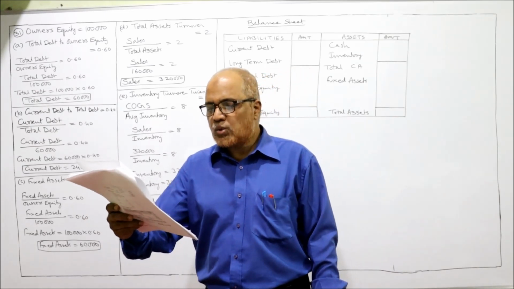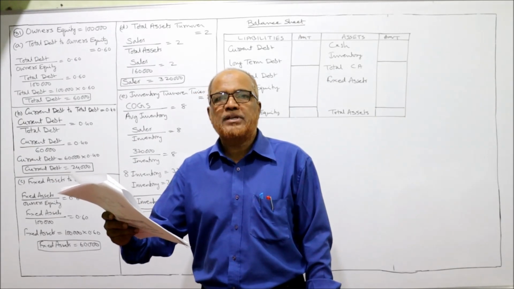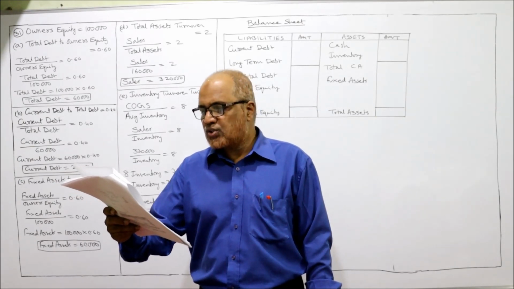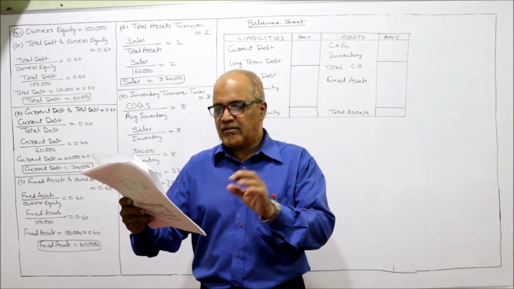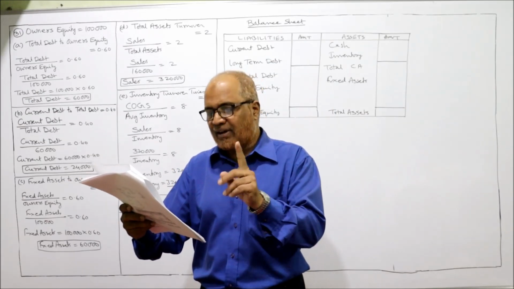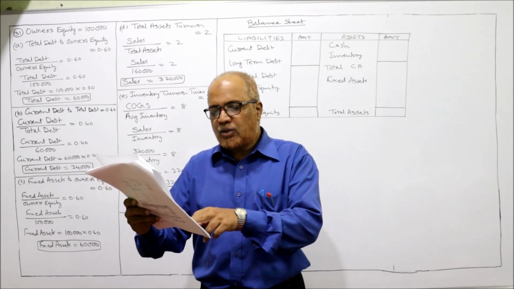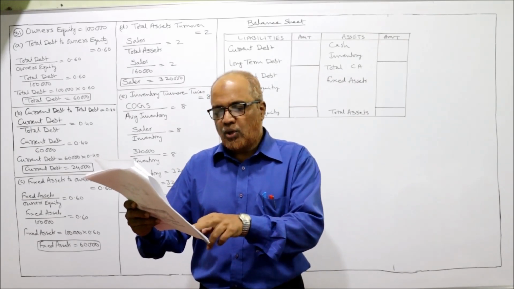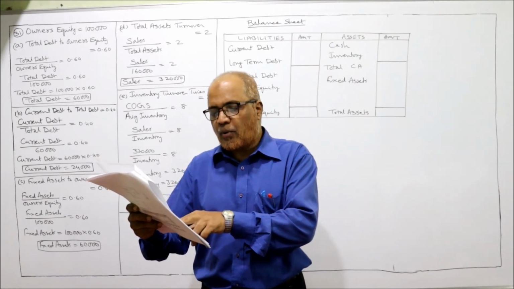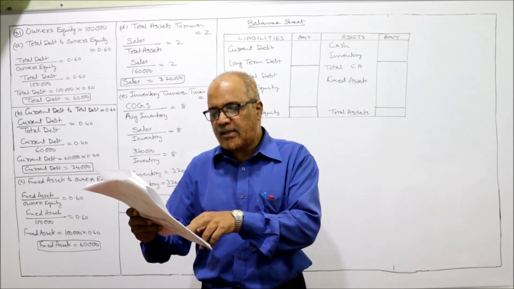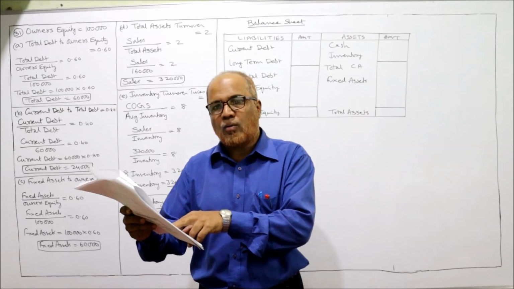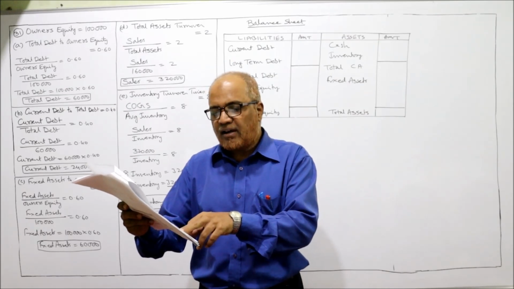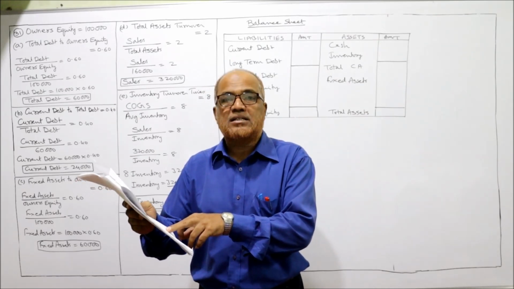Assume that a firm has owner's equity of rupees 1 lakh. The ratios for the firm are: one item is given, the base is given, that is owner's equity 1 lakh. Current debt to total debt 0.40, total debt to owner's equity 0.6, fixed assets to owner's equity 0.60, total assets turnover 2 times, and inventory turnover 8 times.